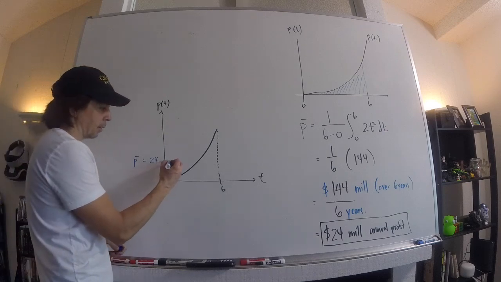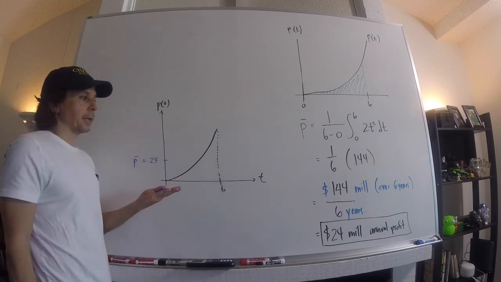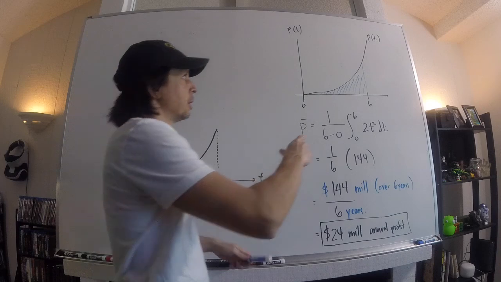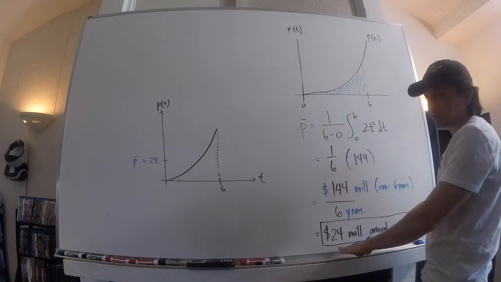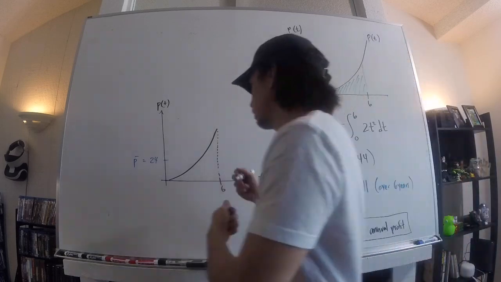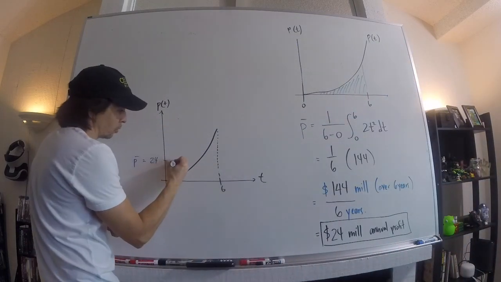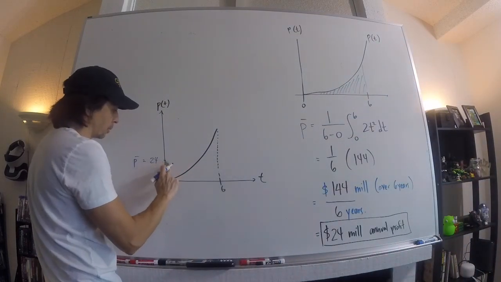And the idea now is you would make the same amount of money if you made a profit with this function over 6 years, but you would also make the same if you just made a steady 24 million consistently over the course of those years. I think I put it too high, to be honest with you.